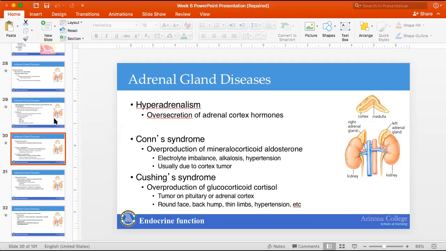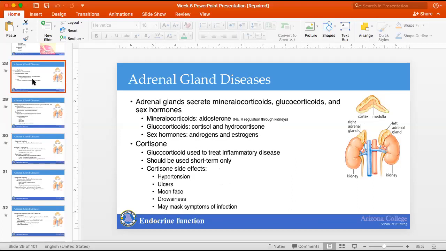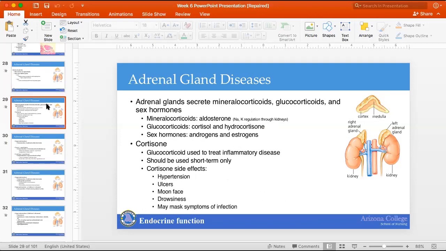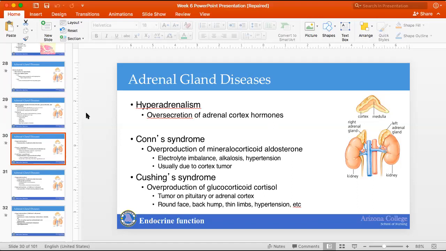Okay, some of the conditions you also have: hyperadrenalism, which is over secretion of the adrenal cortex hormones. Now remember, those adrenal cortex hormones are controlled by the ACTH.